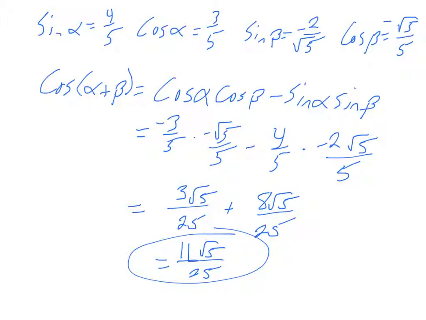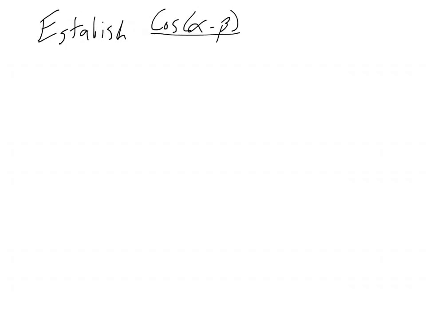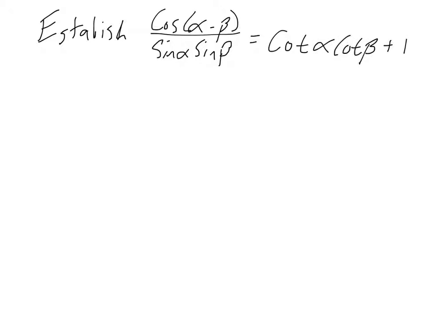Okay. Identities to verify some other identities, as we have in the past. We should get some practice with that. So go ahead and verify or establish the identity for me that cosine of alpha minus beta over sine alpha sine beta is equal to cotangent alpha cotangent beta plus 1.